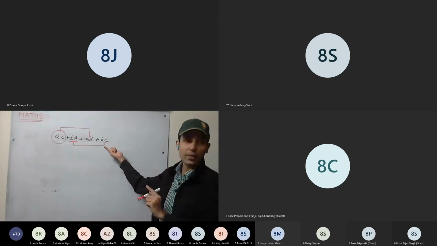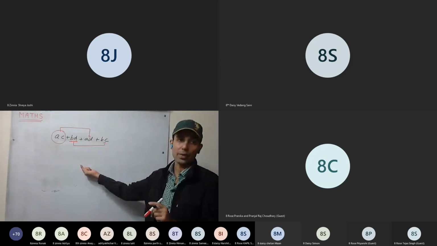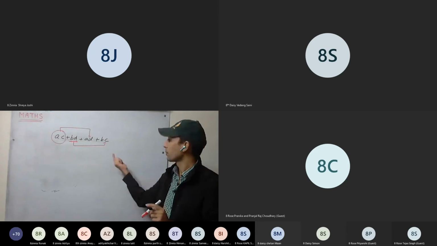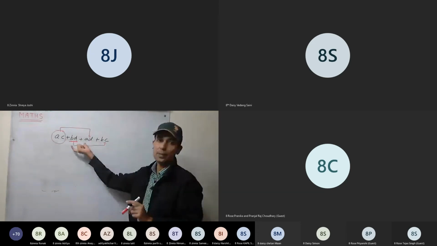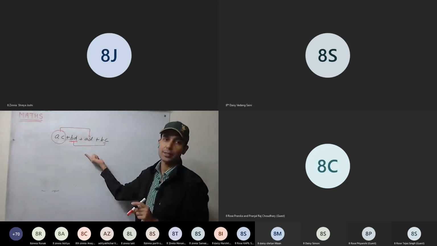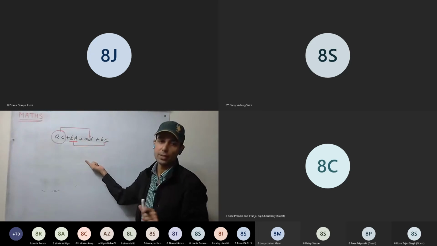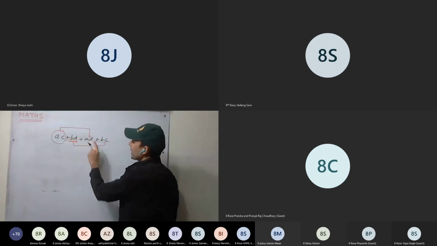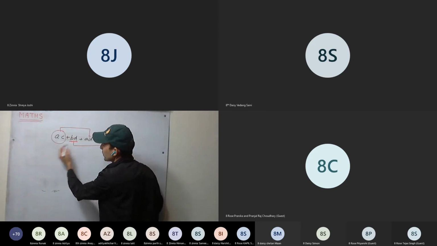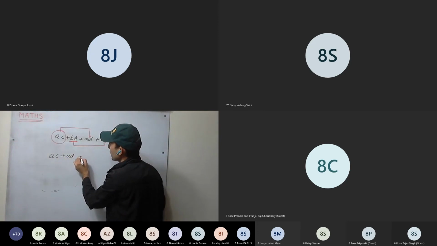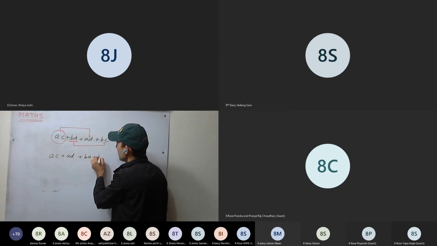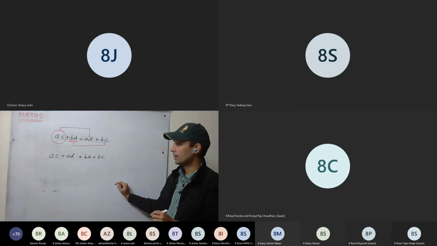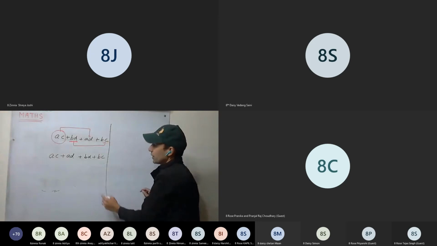So in the first exercise, what did we do? We simply took out the common factor. But sometimes if it is messed up, we need to first rearrange the things. Then we take the common factor out. So now if we rearrange, after rearranging the expression, it will be written as AC + AD + BD + BC. This is the first way.